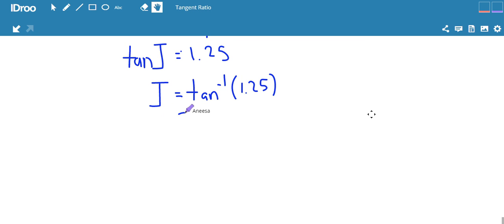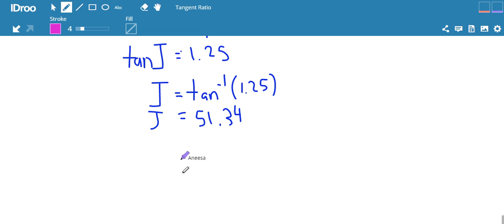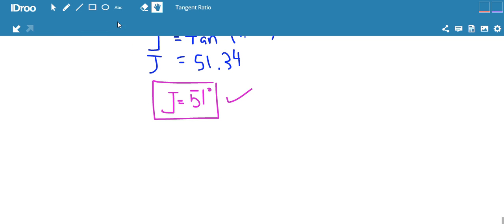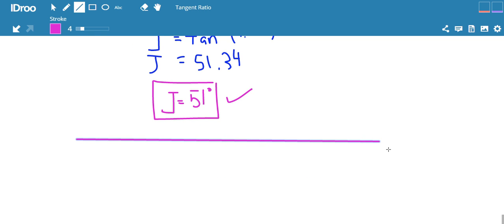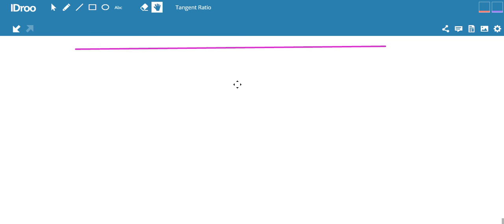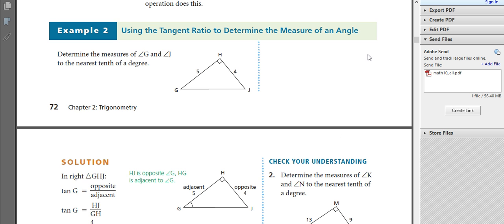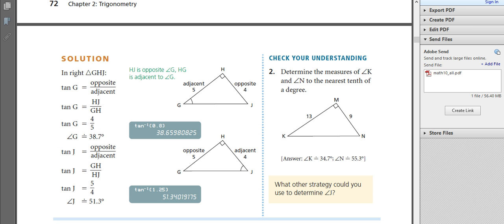51.34. If you're going to give the answer in whole numbers, you'll say 51 degrees. So J would be equal to 51 degrees. That would be the angle here. Okay, move on. Now there will be a question for your understanding as homework. We'll be giving it to you.